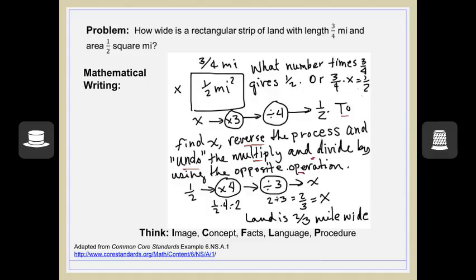So the student has the idea right. We're trying to undo this multiply and this divide. The proper term here, instead of opposite, should be inverse, by using the inverse operation. But they've got the idea, and that's what's important. It is helpful to make sure that they get the right language and use the word inverse there.